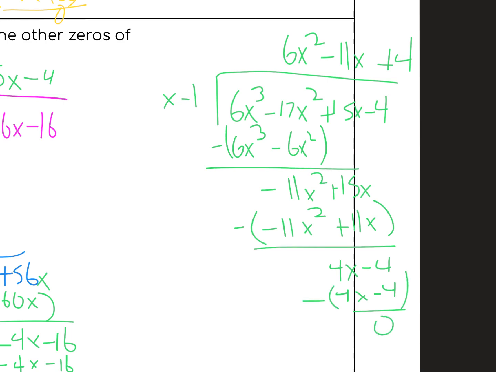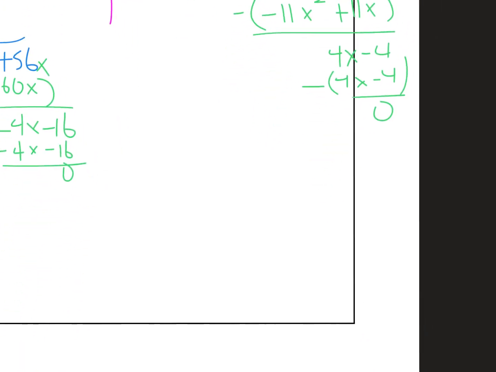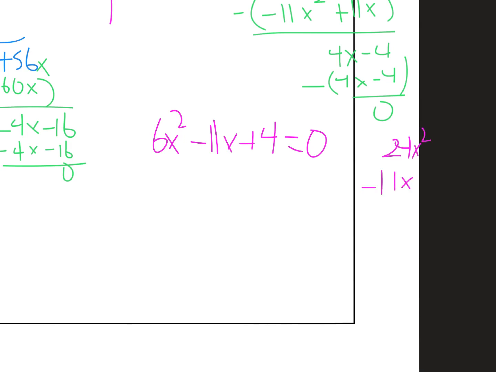Now I have a quadratic. 6x squared minus 11x plus 4 equals 0. I need things that multiply to 24x squared. I'm hoping I can factor this and add to negative 11. Feels like 8 and 3.